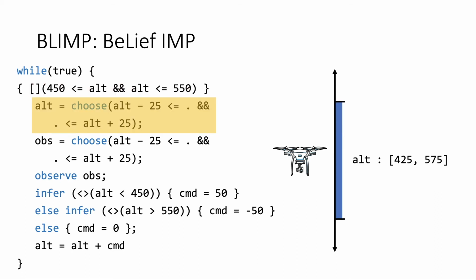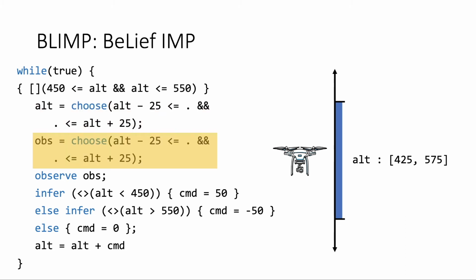Okay, so now we're going to execute the choose statement. What a choose statement does on a belief state is, for any environment in the belief state and any valid choice of the non-determinism, the resulting new environment should be in the new belief state. So this is going to have the effect of expanding the bounds of our belief state by 25 in either direction. And now we're going to execute the choose statement for obs, which is going to do something similar to the belief state, but on the obs variable, which I haven't depicted on the slide.